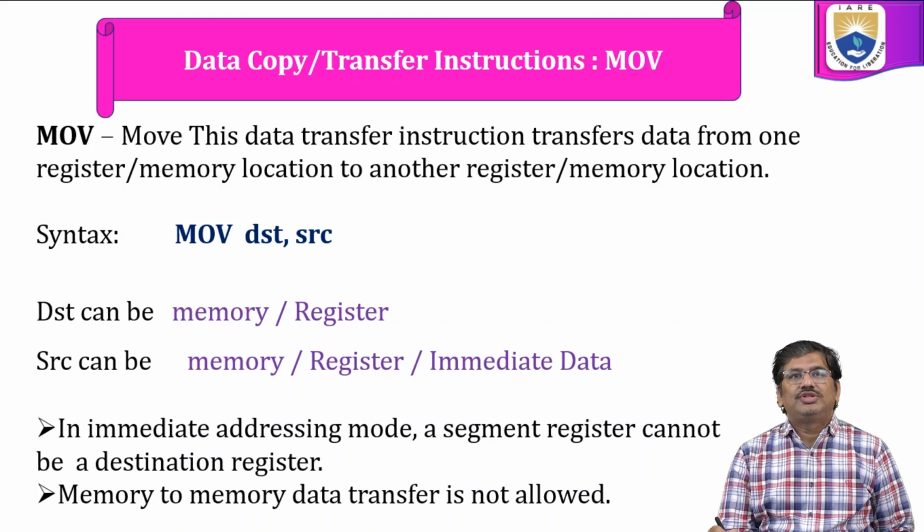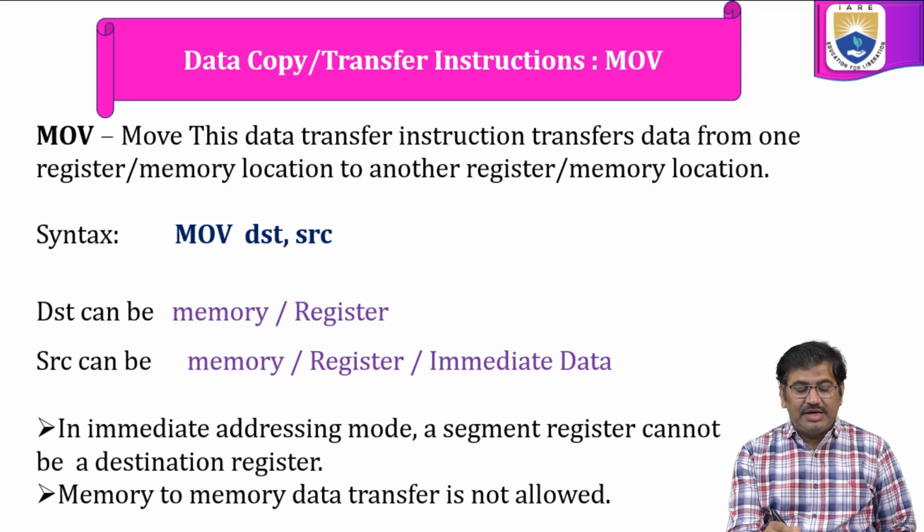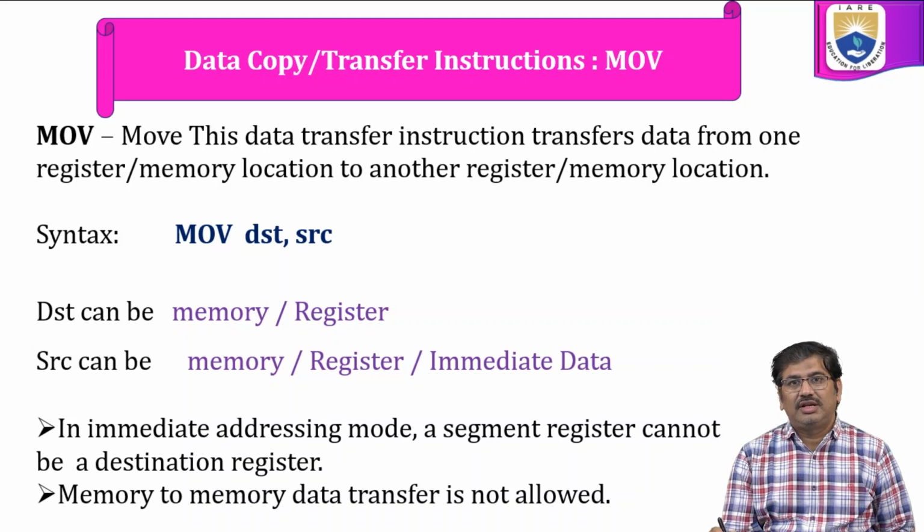First we will see the MOV instruction. The MOV instruction transfers data from one register or memory location to another register or memory location. The syntax of the instruction is MOV destination, source, where the destination can be a memory or a register, whereas the source can be a memory or a register or an immediate data. In immediate data addressing mode, a segment register cannot be a destination register.